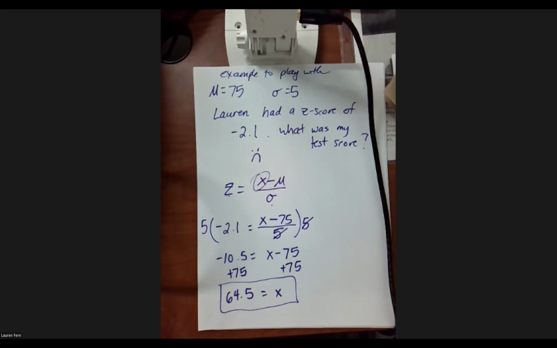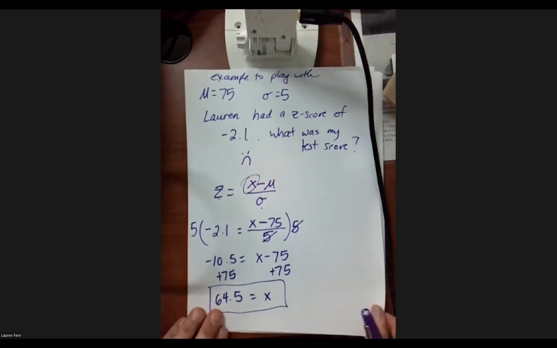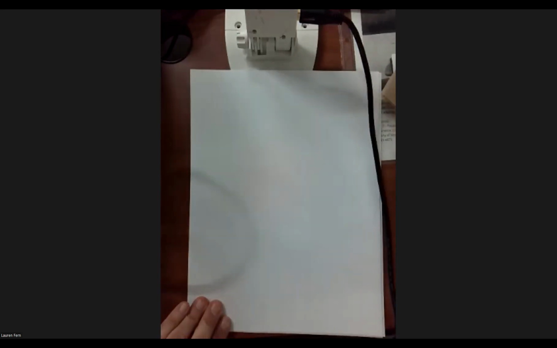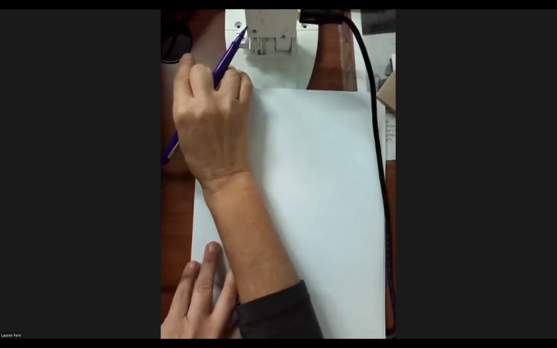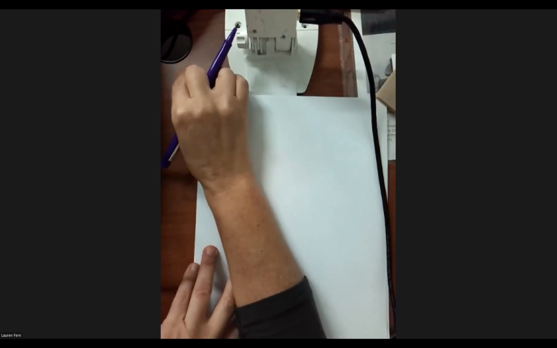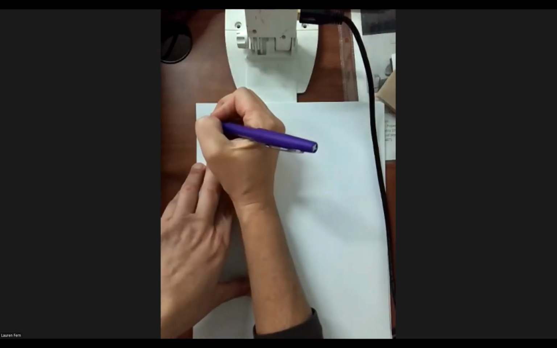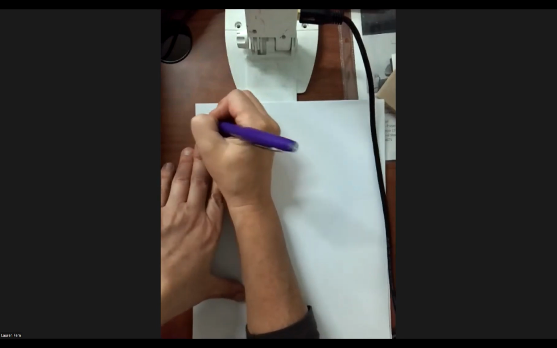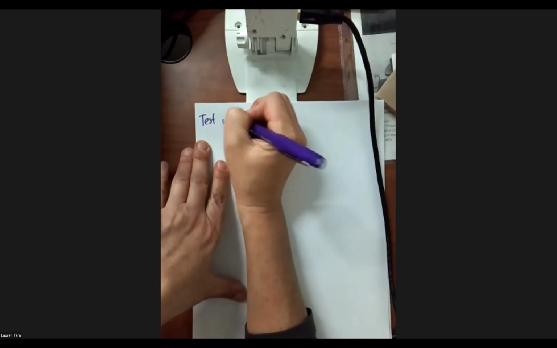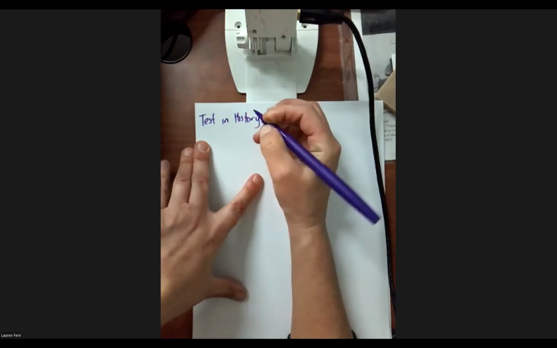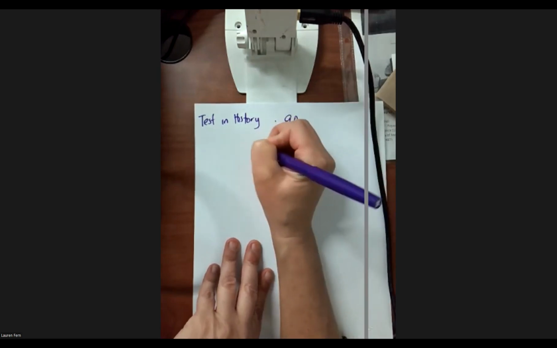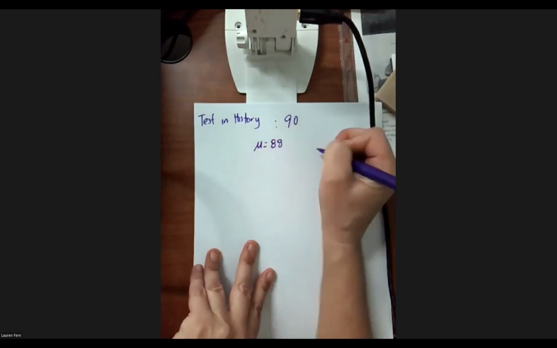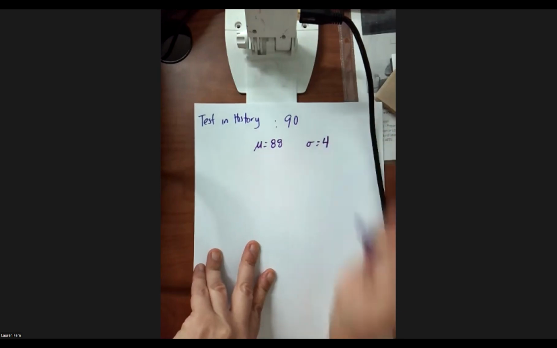All right. So what's an example of where we might see this sort of thing? Okay, well, let's suppose someone took a test in history. And suppose they got a 90 on that test. And the class average on that test was an 88. And the standard deviation in that class was a 4.